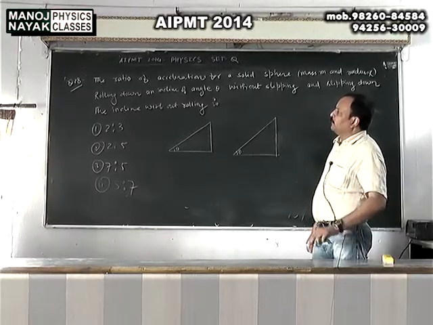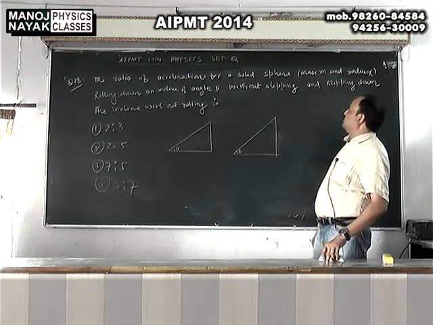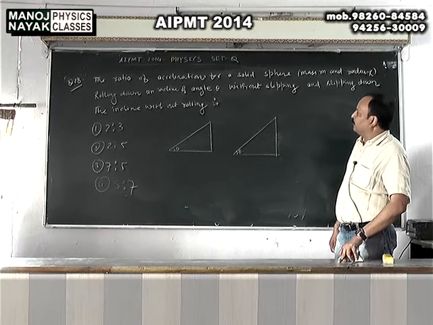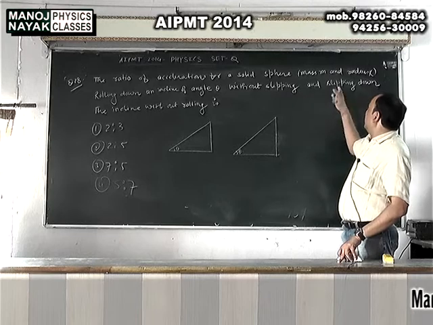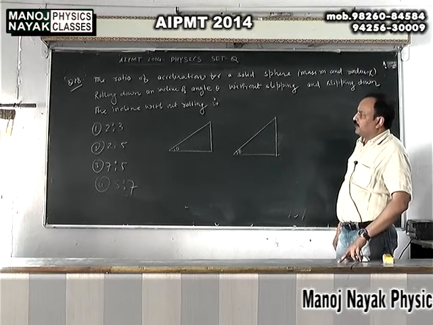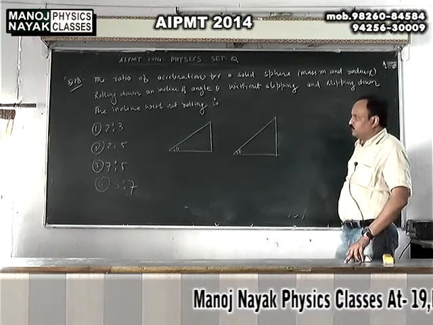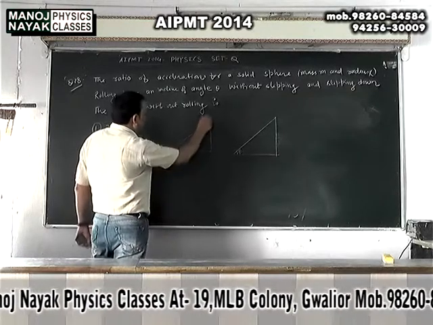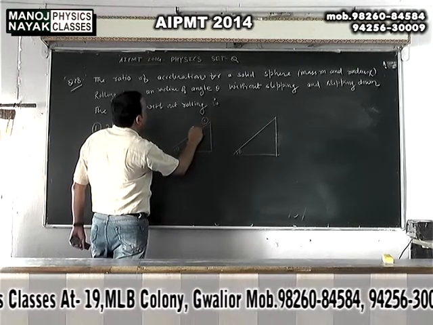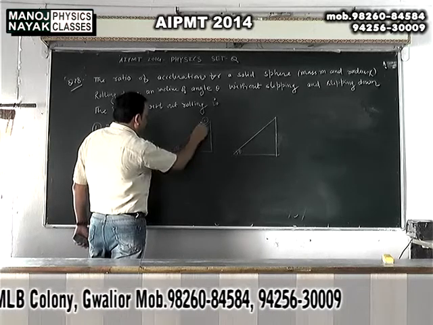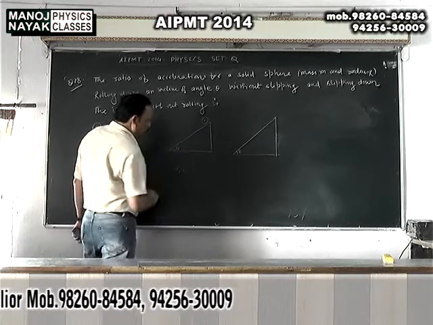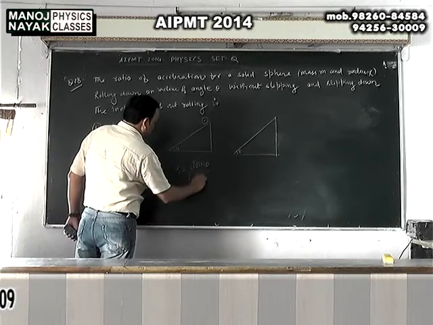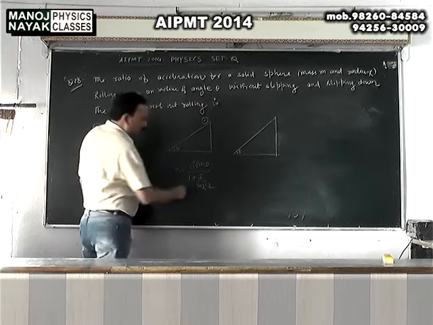Question 28. The ratio of accelerations for a solid sphere, mass m and radius r, rolling down an incline of angle theta without slipping, and slipping down the incline without rolling. So there are 2 conditions in this question. In first case, a sphere is rolling down without slipping. In this case, acceleration A1 can be found by g sin theta upon 1 plus I upon mr square.